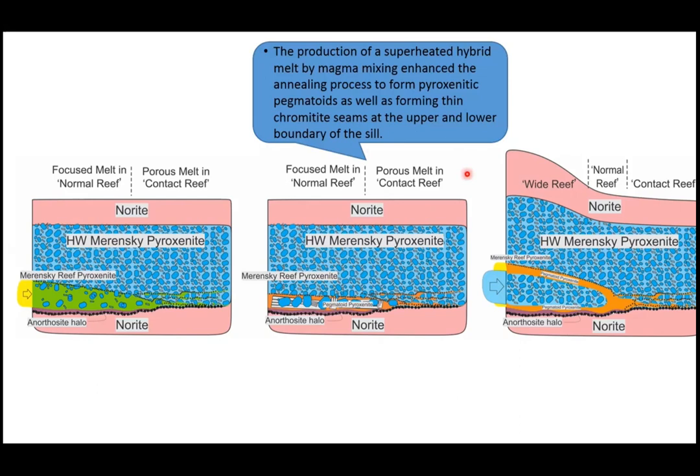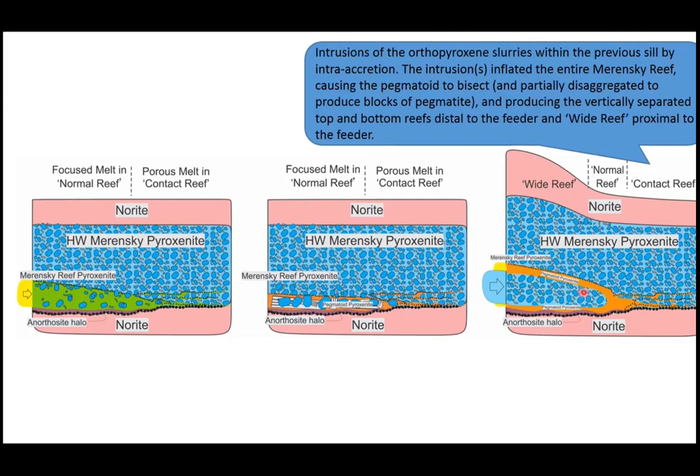Farther from the postulated feeder in the northeast, the hydrodynamic pressure of the melt declines, and the focused melt flow that we had here produced vein-like reef, known as contact reef facies, that we talked about. At the contact reef, the intruding melt infiltrated into the mesh and moved by percolation. Then there was intrusion of orthopyroxenite lines within the previous mesh, and the intrusion inflated the entire Merensky unit and the reef, causing the pegmatites to bisect and partially disaggregate to produce blocks of pegmatite, and producing the vertically separated top and bottom reefs known as wide reef, proximal to the feeder.